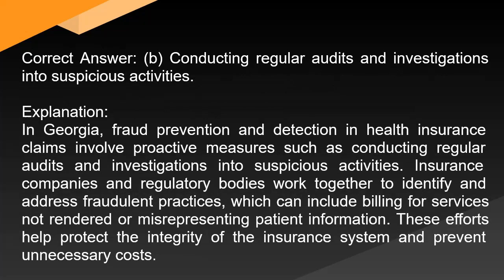Correct answer. B. Conducting regular audits and investigations into suspicious activities. Explanation. In Georgia, fraud prevention and detection in health insurance claims involve proactive measures such as conducting regular audits and investigations into suspicious activities. Insurance companies and regulatory bodies work together to identify and address fraudulent practices, which can include billing for services not rendered or misrepresenting patient information. These efforts help protect the integrity of the insurance system and prevent unnecessary costs.